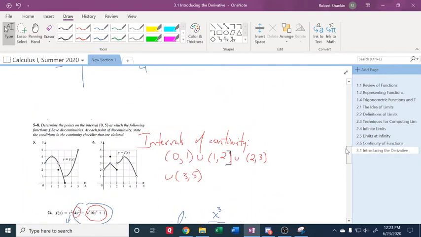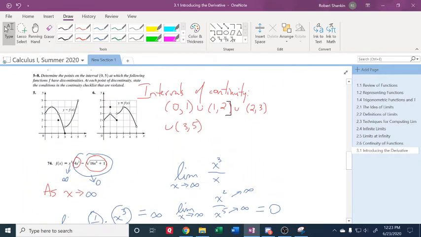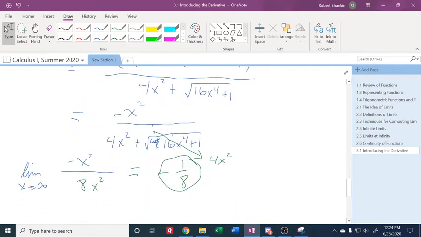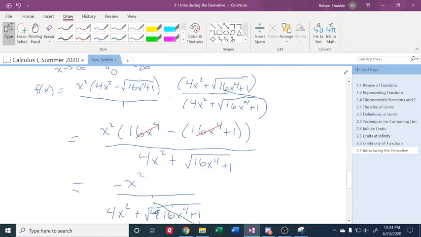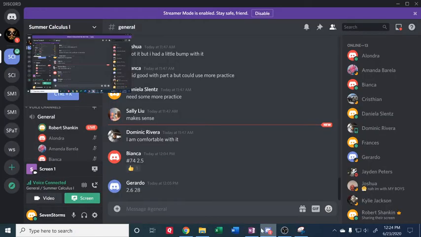And if you don't believe me, take a really, really large number, like 1,000,000, plug it in for x squared, and you'll get really, really close to negative 1/8. All right, let's look at another one.